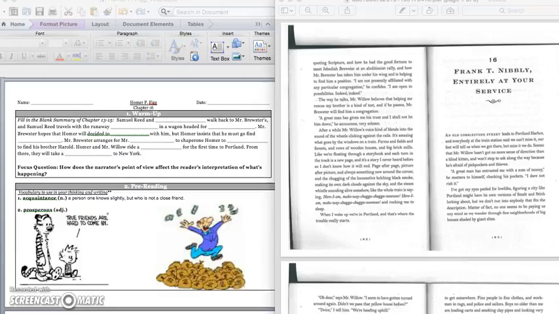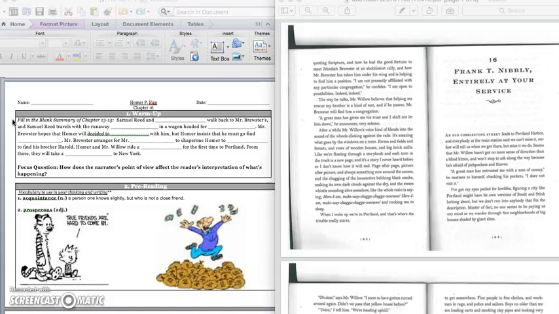Good morning, 5th grade. Today we're going to be reading chapter 16. So we'll start with our warm-up activity. That's a fill-in-the-blank summary of chapters 13 through 15. Follow along as I read out loud because I'm going to tell you what to put in the blank.